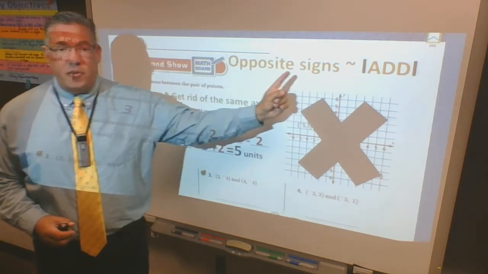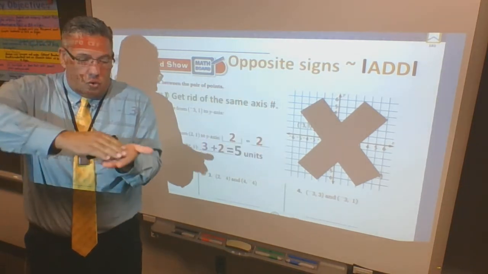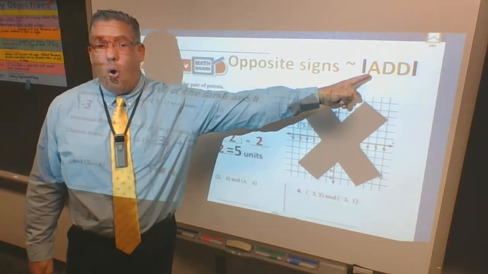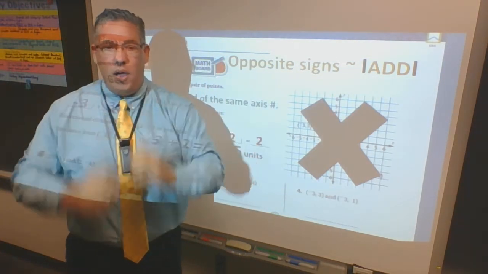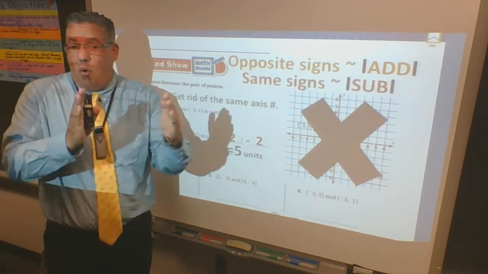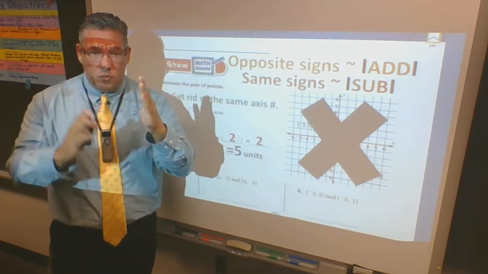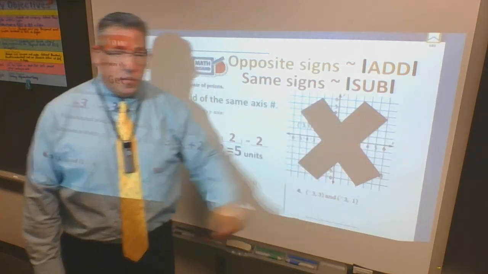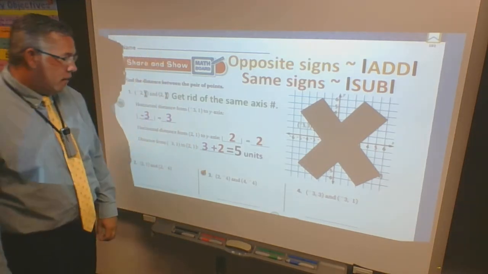So I'm looking for my opposite signs. So if I have opposite signs, if they are across the y-axis, if they're across the x-axis, I have a positive and a negative, or a negative and a positive, that I'm always going to add the absolute values. Once again, those bars mean the absolute value of the numbers. If they're the same sign, they're both negative or they're both positive, I'm going to subtract their absolute values. So this says add absolute values, subtract absolute values. Write those down in your book now. Pause the video as I move on and then come back.